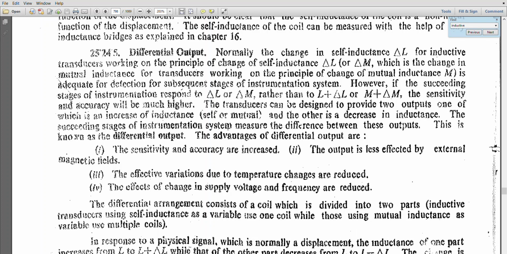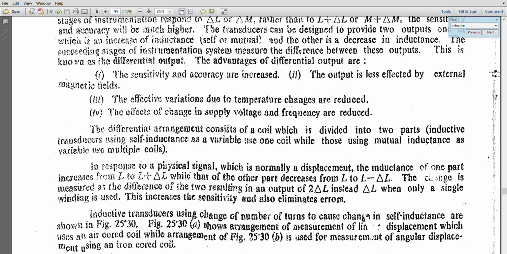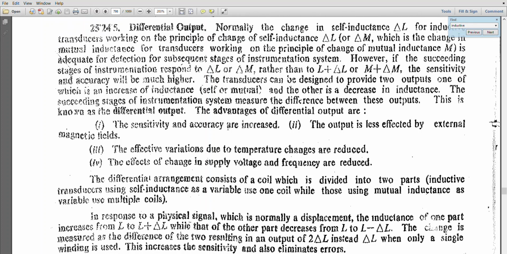And another is a differential type of output. So what is the differential type of output? So you have two coils with a differential output, and the change in the differential output will provide you better results. So what are those better results? The sensitivity and accuracy can be increased. Output is less affected by external magnetic field, because when you have a differential output, the external magnetic field tends to cancel out, just like how we have discussed in the instrumentation amplifier. The effect of variation due to temperature is also reduced.